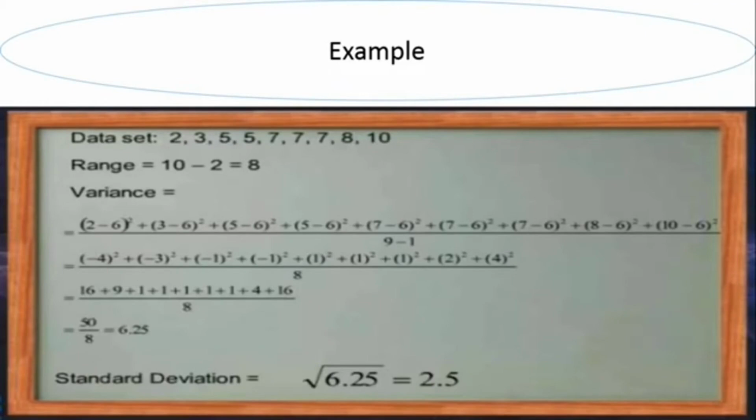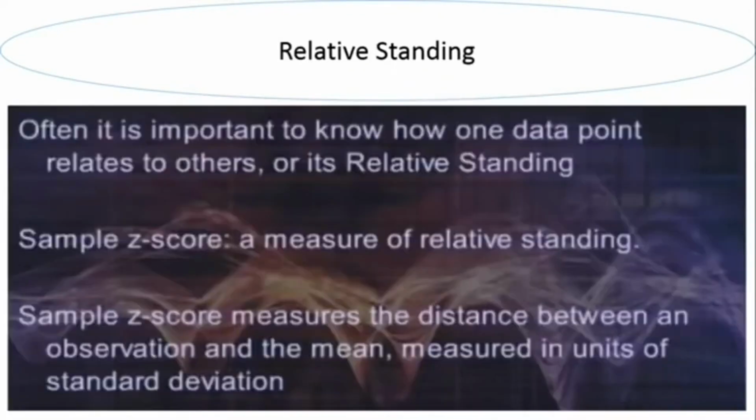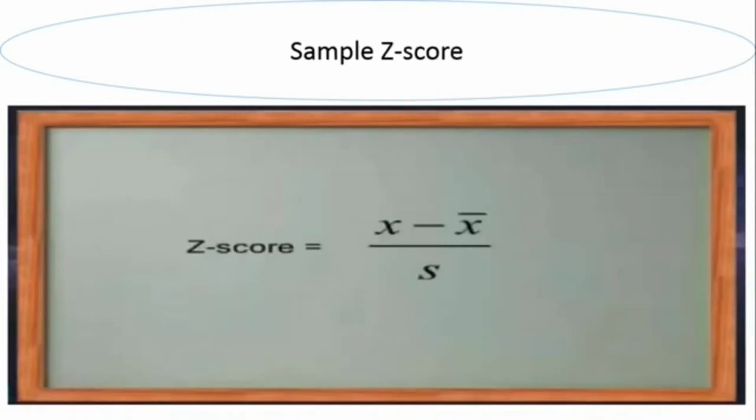Another way in descriptive statistics is relative standing. Relative standing is often important to know how one data point relates to others. We have the sample z-score, which is a measure of relative standing. The sample z-score measures the distance between the observation and the mean, measured in units of standard deviation. So you can see the calculation of the z-score, which is the difference between the observation and the mean divided by the standard deviation.